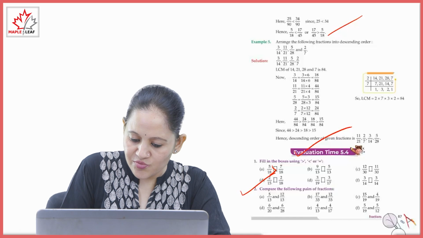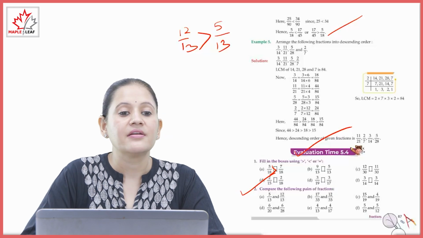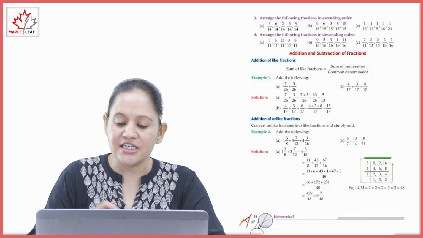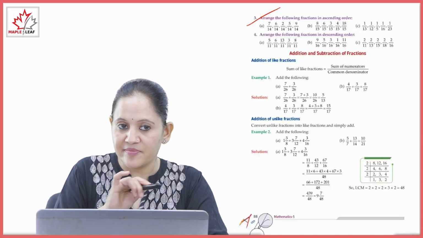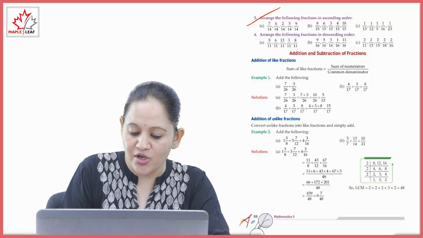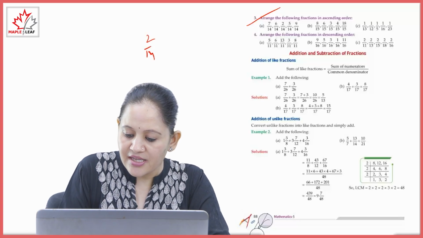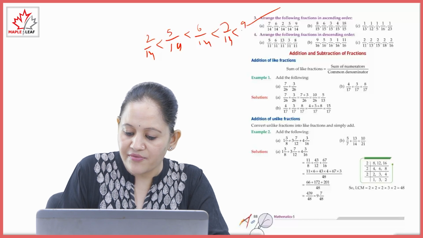Numerator को compare करेंगे, so 12 by 13 will be greater than 5 by 13. Next is arrange the following fraction in ascending order. Now we have to arrange them in ascending, means increasing order. Start from the smallest. Denominator are same, so smallest will be 2 by 14, then 5 by 14, then 6 by 14, 7 by 14 and 9 by 14.